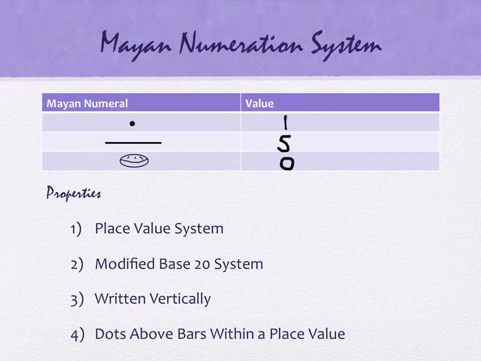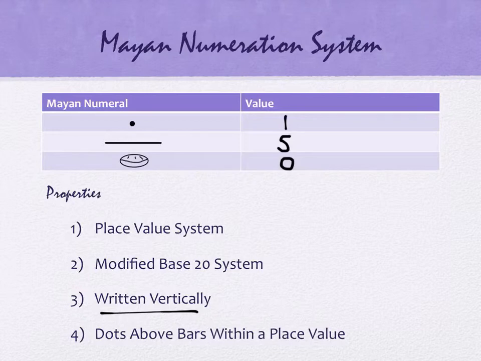All right, let's talk about the modified business. They have the place value system where they have 1 and then they have 20. Now, let me talk about one more thing before I do this. It's written vertically. That's a little fun. The ones place is on the bottom, and the higher that you go up is the higher place value.